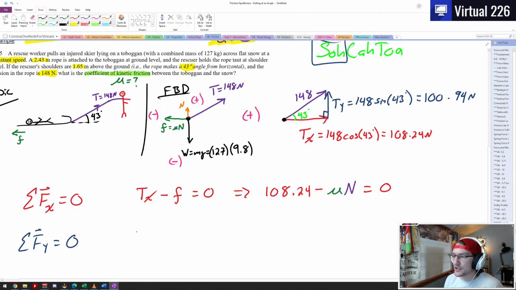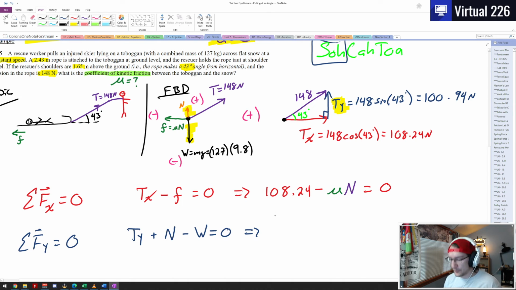Let's try things in the y direction. We actually have 3 forces in the y direction. We've got the tension in the y direction acting up. We've got the normal force, and we have the weight. So there's 3 things there. So we've got Ty plus a normal force minus a weight equals 0.